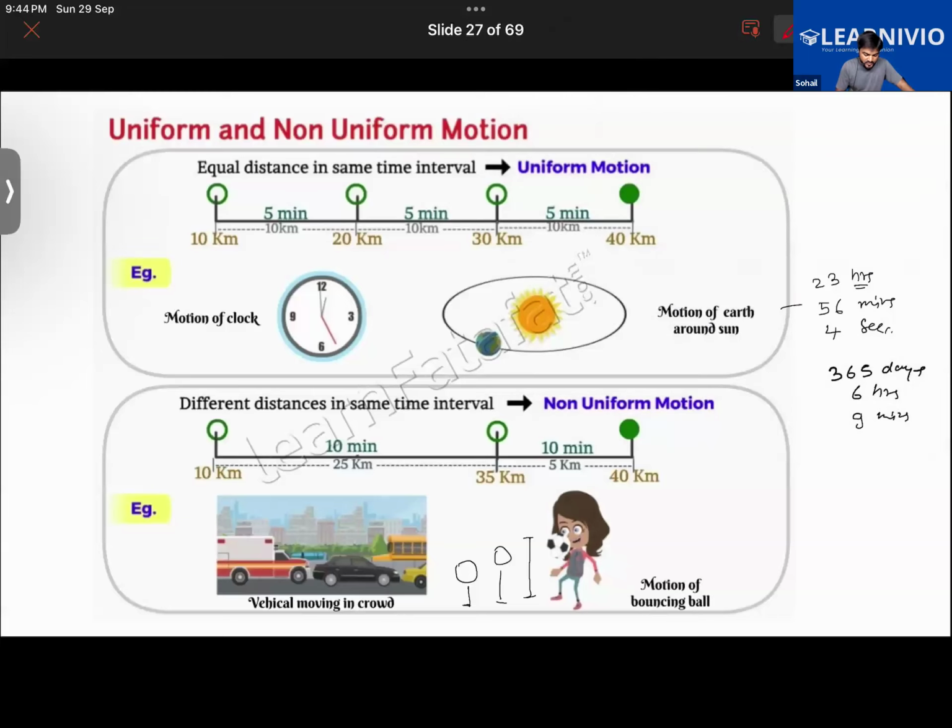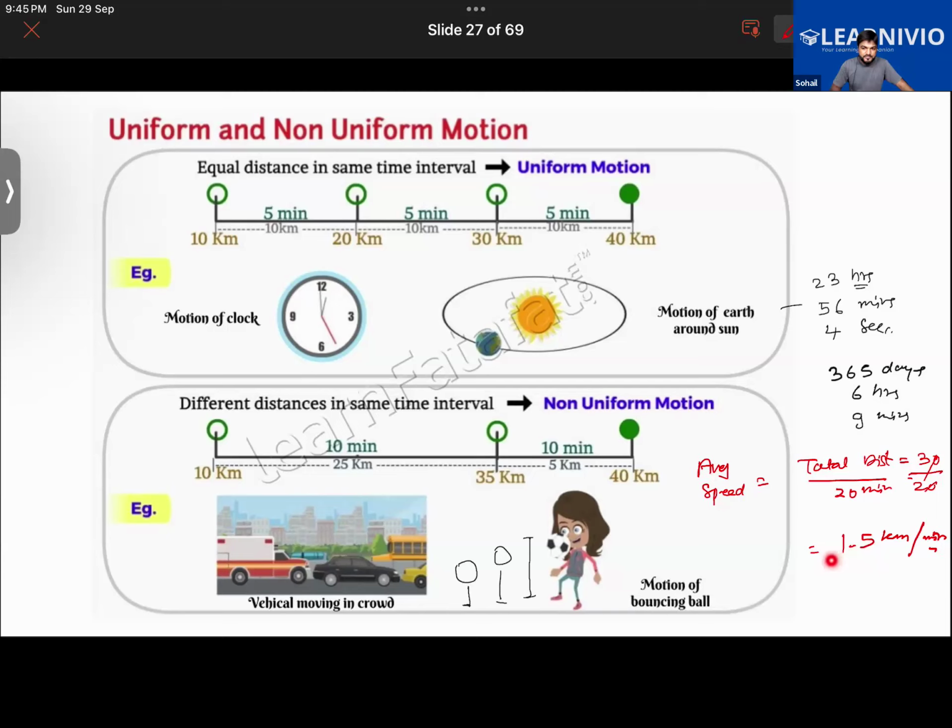See, in this example, what is the total distance covered by the body? 25 plus 5 kilometer. Average speed we are trying to calculate. So total distance is how much, Priyanka? It is 30 kilometer. Very good. And the total time taken is 20 minutes. So 30 upon 20, it was 1.5 kilometer per minute. Getting it, guys? So in 1 minute, the vehicle was covering a distance of 1.5 kilometers. That was the average speed.